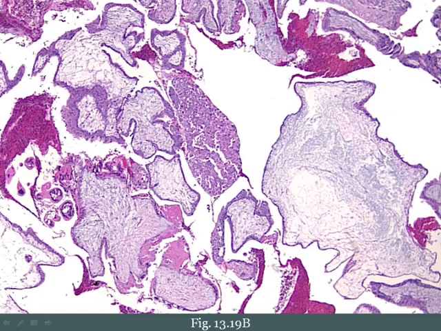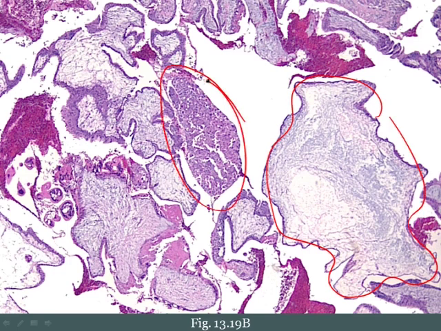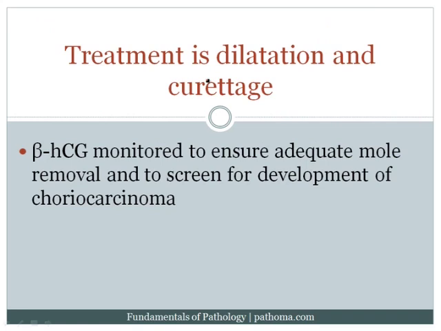This is what the villi look like in a molar pregnancy. You get these massively dilated villi, and you get this trophoblastic proliferation where there are too many trophoblasts. Now, the treatment of a molar pregnancy is dilatation and curettage. So basically what happens is you dilate the cervix, and then you go in there and you curette out that molar pregnancy. When that occurs, the next thing you can do is measure the beta-HCG.